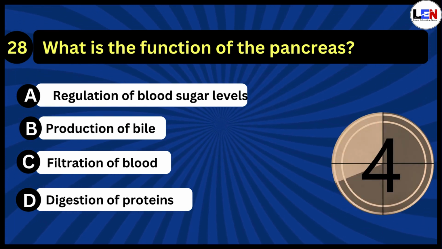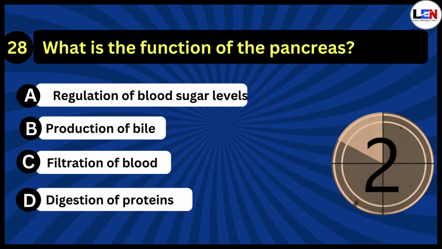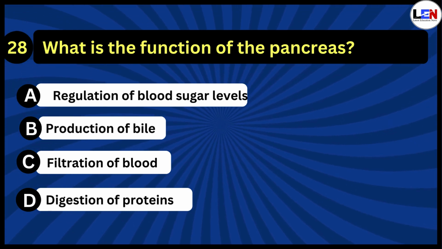What is the scientific name for the windpipe? A. Larynx. B. Trachea. C. Bronchus. D. Alveoli. The correct answer is option B. Trachea.